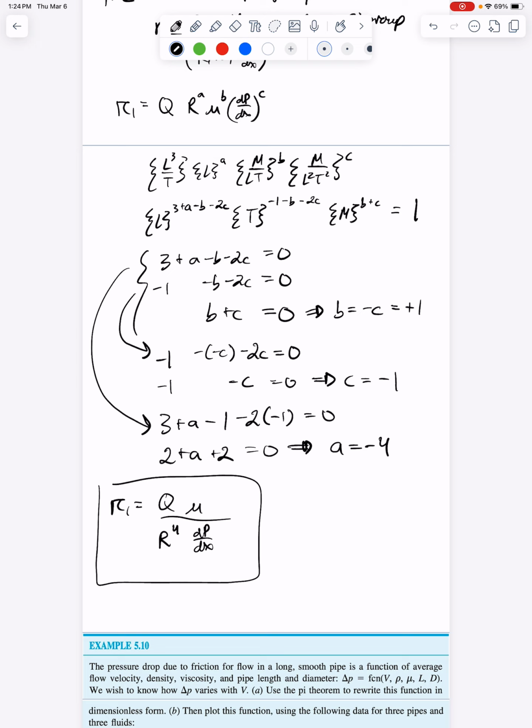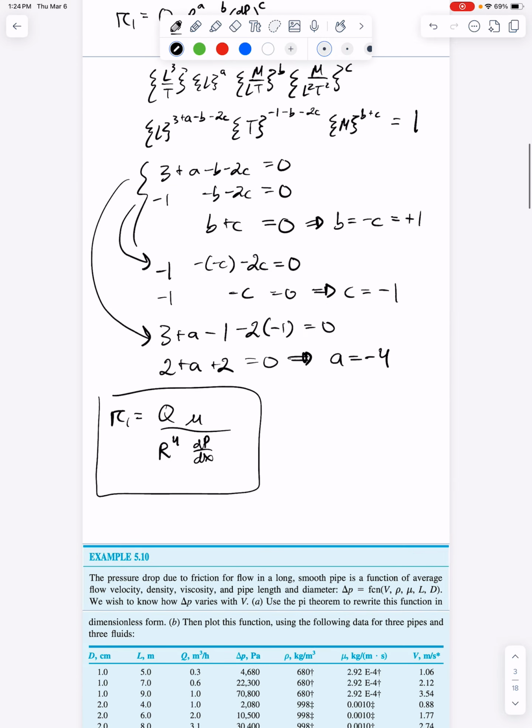Yes. I just want to make sure, because you said n equals 4 at the beginning of the question, right? By 4 variables, you were alluding to q, r, mu, and dp over dx. That's correct. Yes. We include the variable of interest as part of that. And you'll see that again in the next problem that I'm going to do if there's no more questions. Okay.